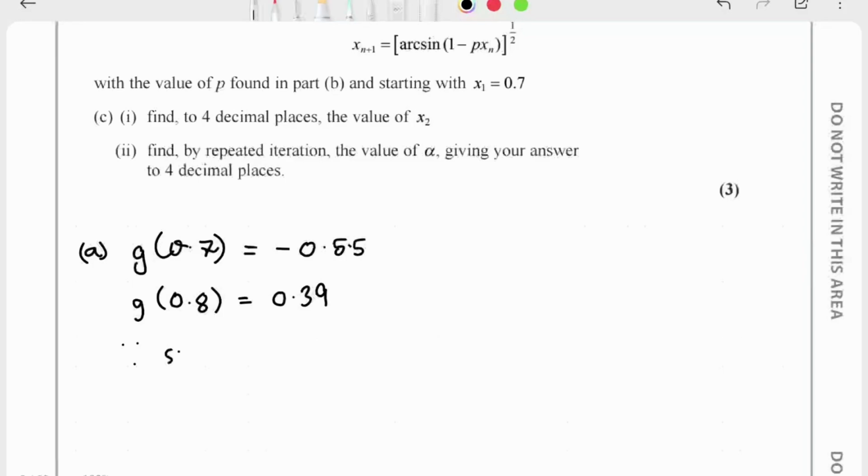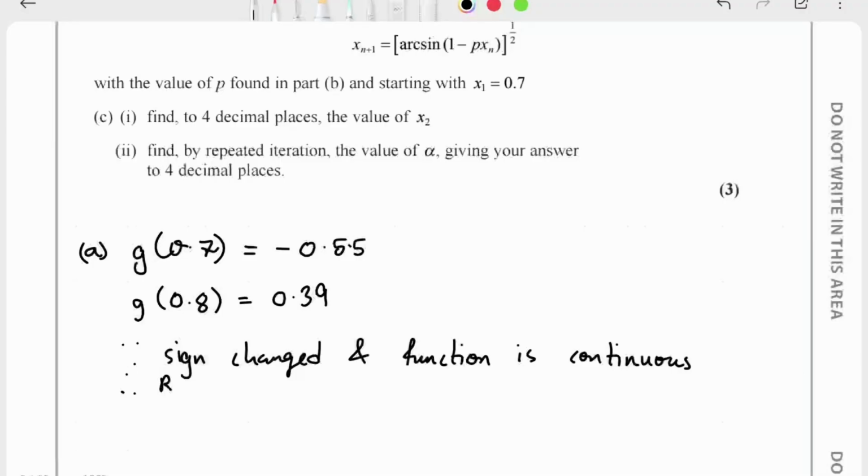Since the sign changed and the function is continuous, therefore the root lies in 0.7 and 0.8.